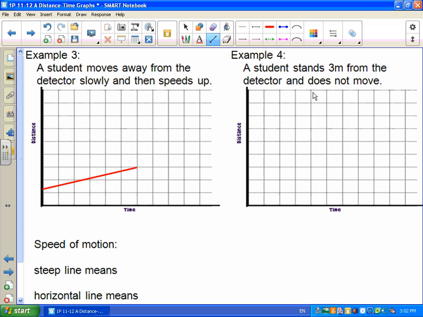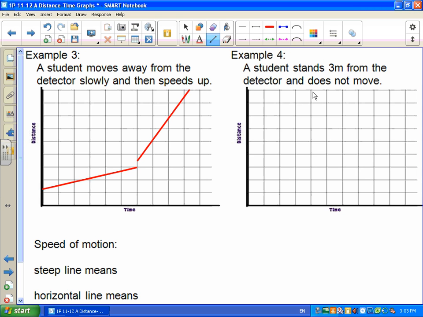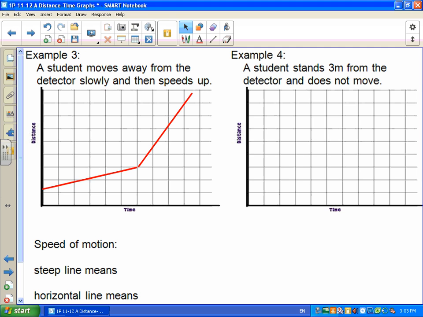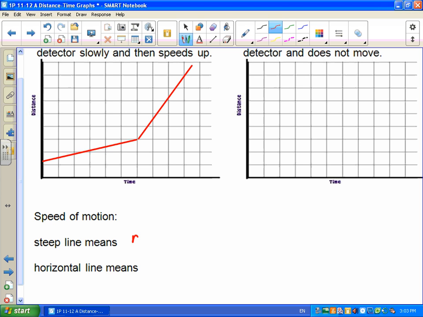If they speed up, well, what's the line going to look like? Is it going to go steeper, or is it going to go less steep? What do we think? Steeper. You're right. It's going to be steeper if they speed up. So I would have to do something like that right there. And I'll move this down a little bit so it matches up. So he starts off going slowly, and then he goes steeper. So the steepness of the line, or the slope of the line, tells you how fast they're going. A steep line means that they're moving fast.